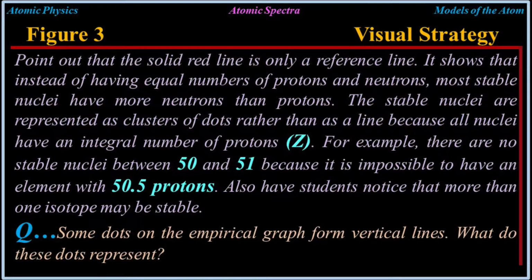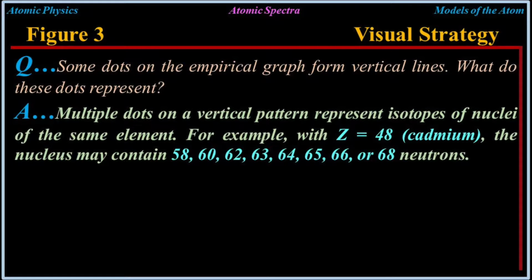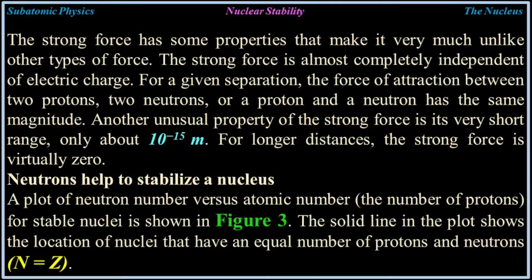Question. Some dots on the empirical graph form vertical lines. What do these dots represent? Multiple dots on a vertical pattern represent isotopes of nuclei of the same element. For example, with Z equals 48, cadmium, the nucleus may contain 58, 60, 62, 63, 64, 65, 66, or 68 neutrons.